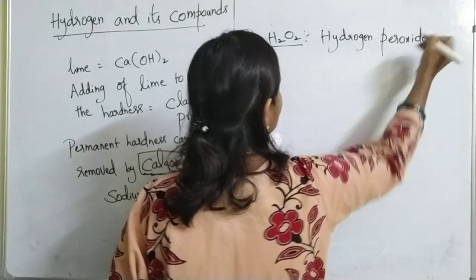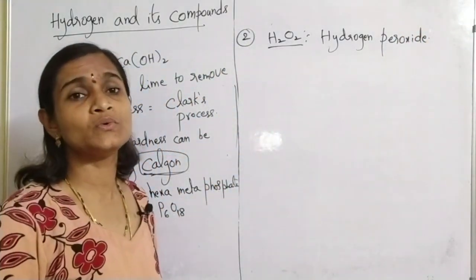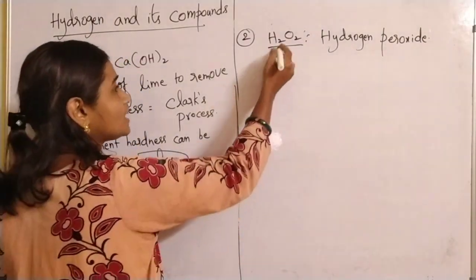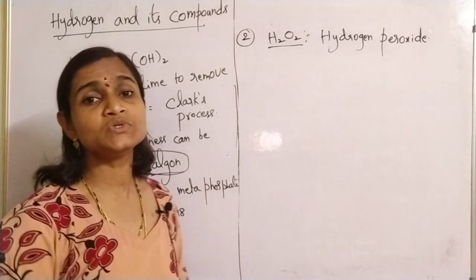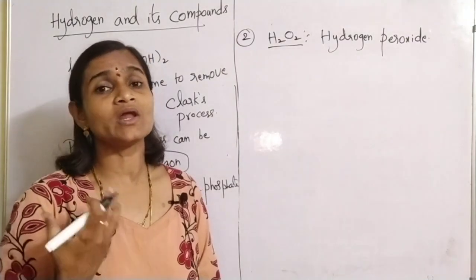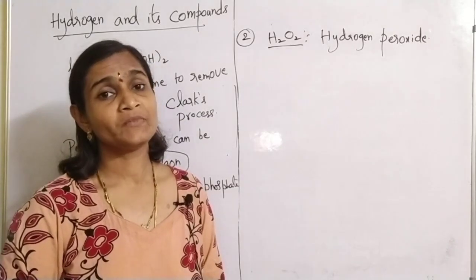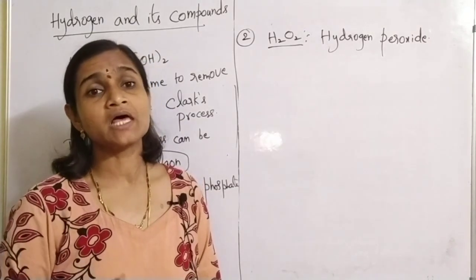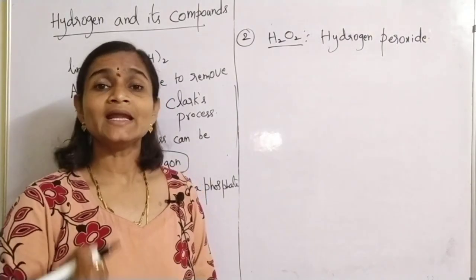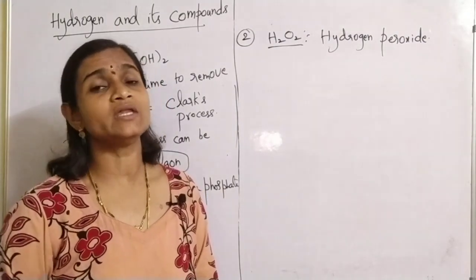Hydrogen peroxide. Okay, H2O2 means what? Hydrogen peroxide. So this is mostly used as what? It can be used either as an oxidizing or as a reducing agent also. Okay, it can be used in both ways. It can be used as either an oxidizing agent or a reducing agent. In either way you can use it.